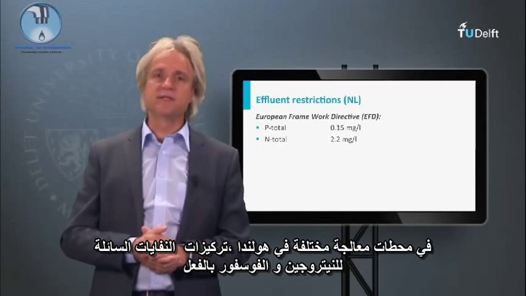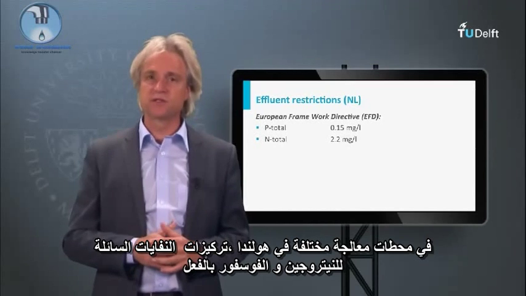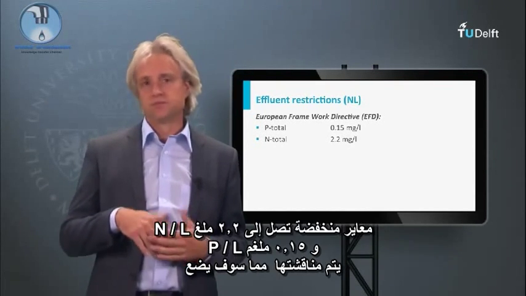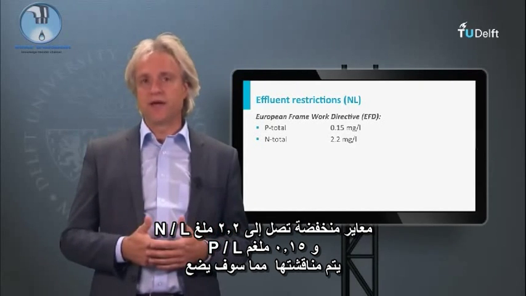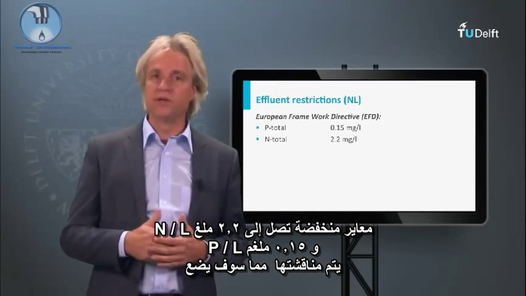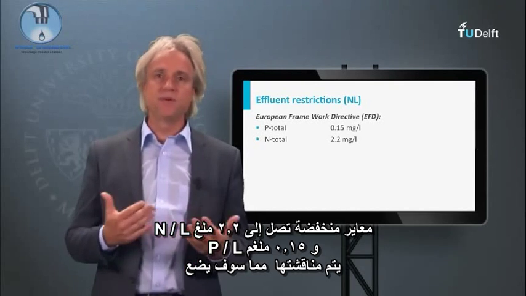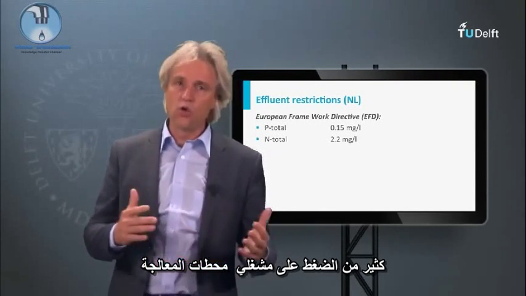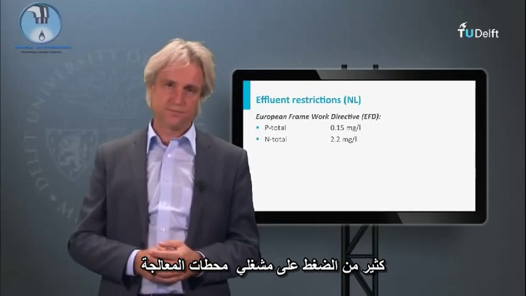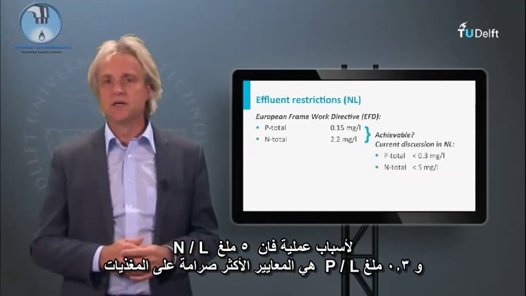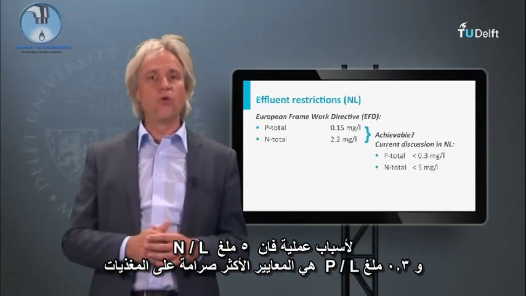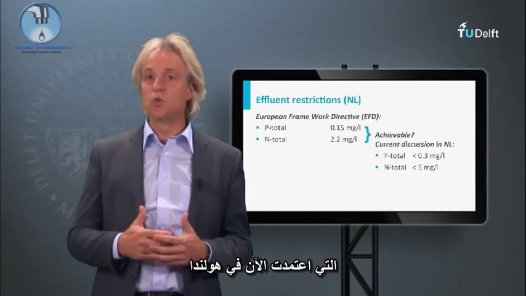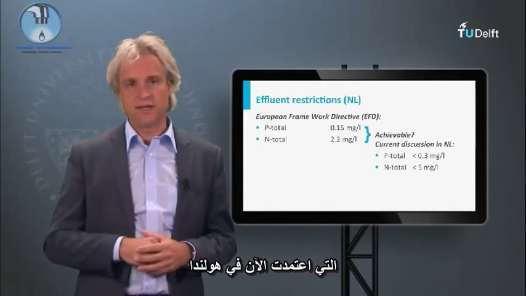In various STPs in the Netherlands, effluent nitrogen and phosphorus concentrations already need to comply with lower standards, as low as 2.2 mg N per liter and 0.15 mg P per liter. These are being discussed, which will put a very high pressure on all operational STPs. For practical reasons, 5 mg N per liter and 0.3 mg P per liter are the more stringent criteria for nutrients, which are now being adopted in the Netherlands.